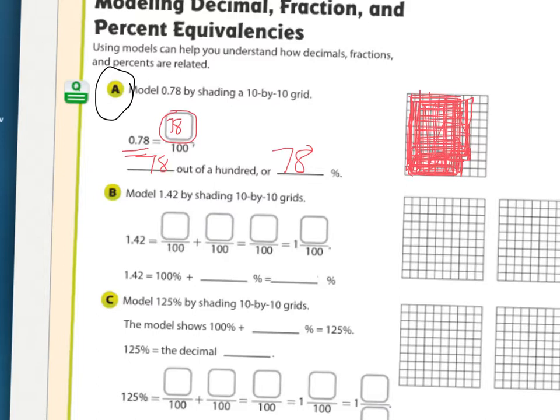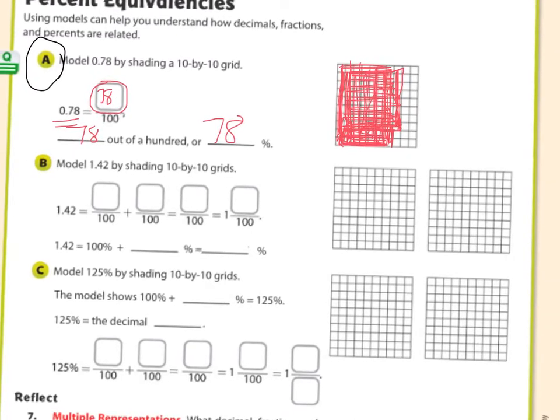B says model 1 and 42 hundredths by shading 10 by 10 grids. This is more than one whole, so they provided to us 2 grids. Okay, 1 and 42 hundredths. So one whole is going to be one whole grid, which is 100 out of 100. And then the 42 hundredths is 42 little squares out of 100. So the first one is 100 out of 100. The second one is 42 out of 100.